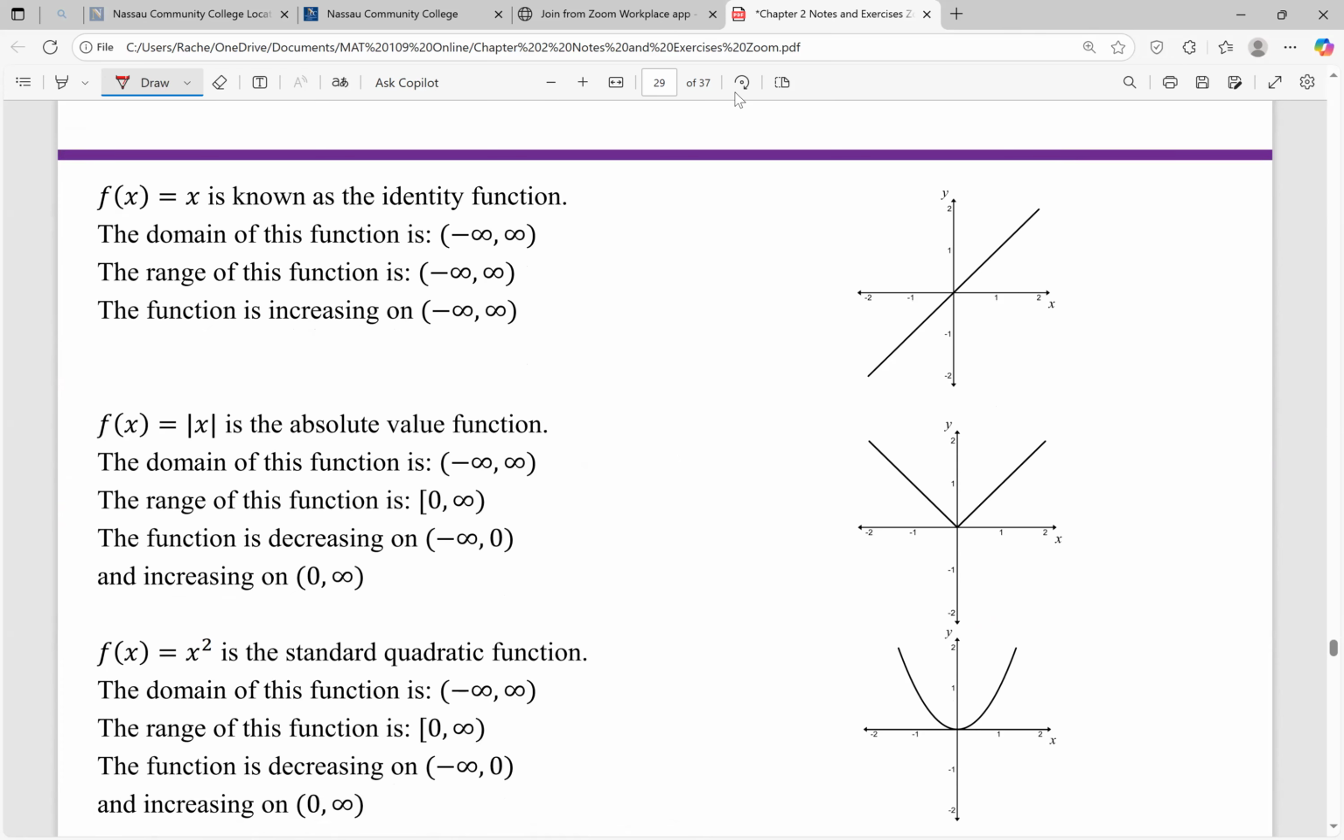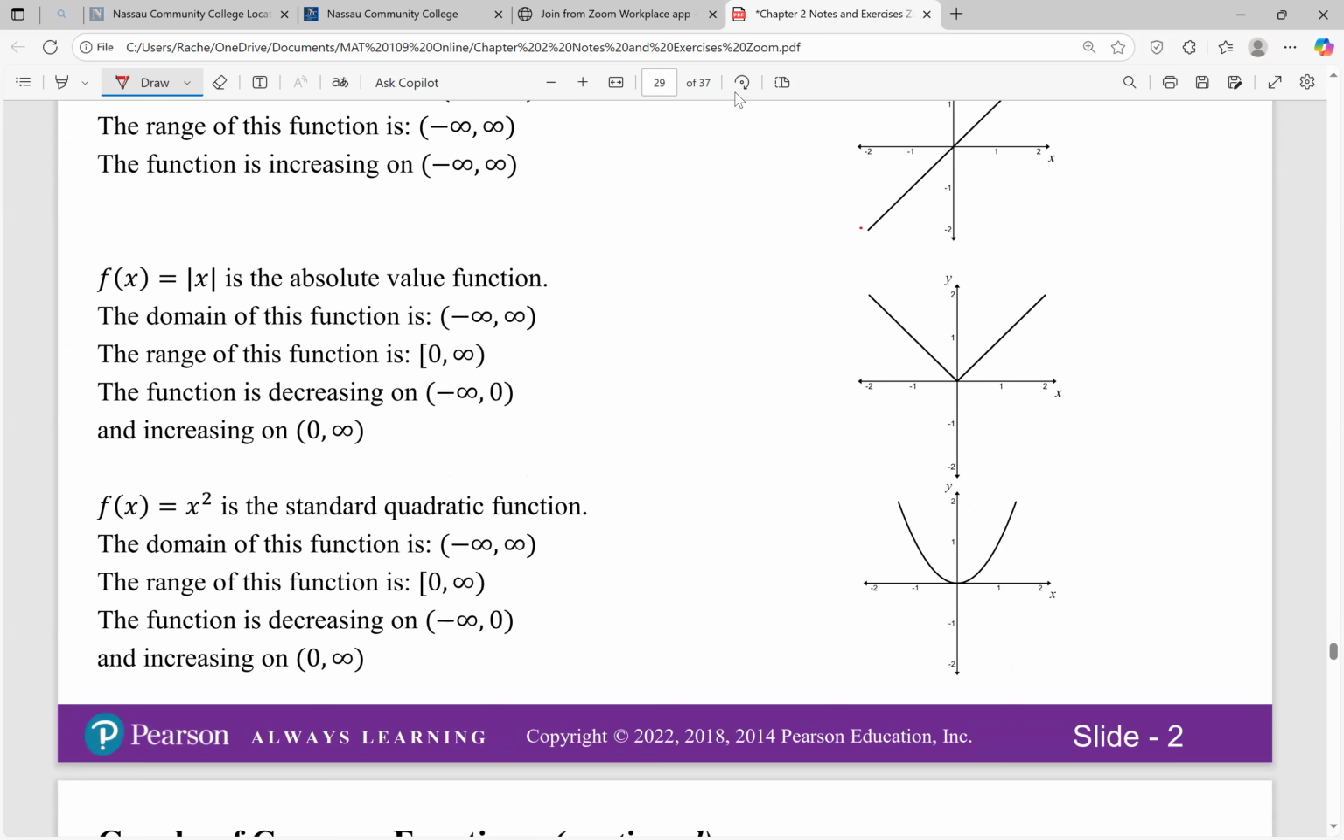So the identity function is the function y equals x, or f of x is equal to x. So whatever y is, x is equal to the same value. So we're going to end up with this linear function, or this line that goes through the origin. The domain is all real numbers. The range is also all real numbers. And the function is always increasing. So it's increasing over negative infinity to positive infinity.